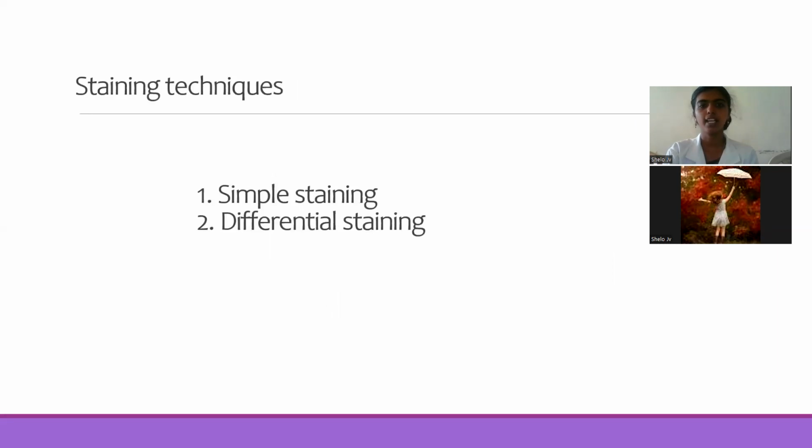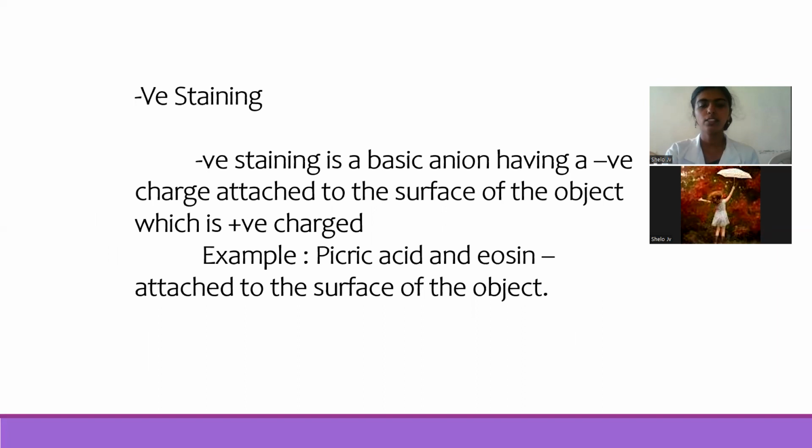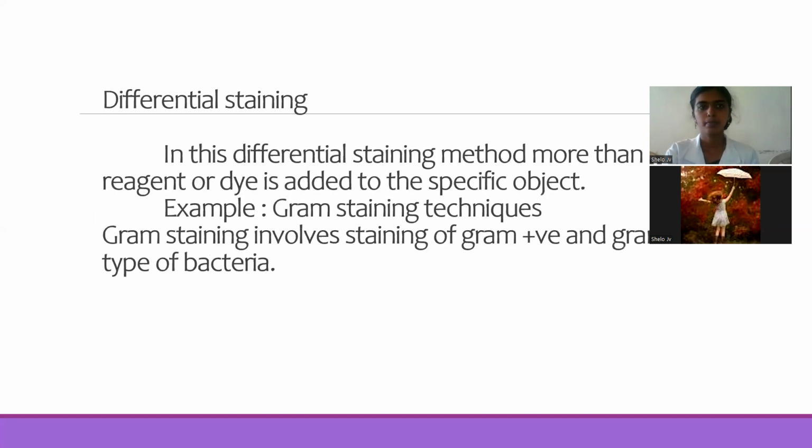Staining techniques. It is categorized into two types: simple staining and differential staining. In simple staining, the dye methylene blue or crystal violet is used for both positive and negative stain. In positive staining, methylene blue is a basic cation which has a positive charge, attached to the surface of the object, which has a negative charge. In negative staining, it is an acidic anion having a negative charge, attached to the surface of the object, which is positively charged. Example, picric acid and eosin.